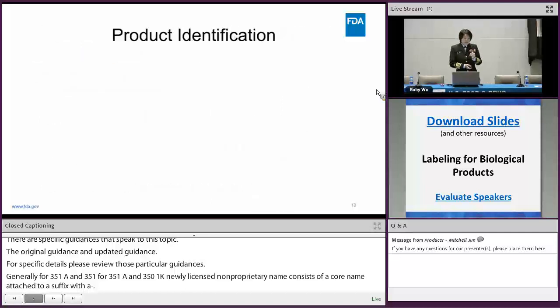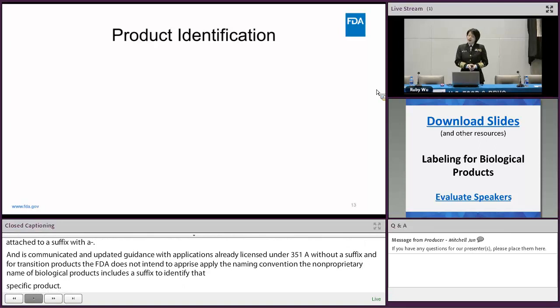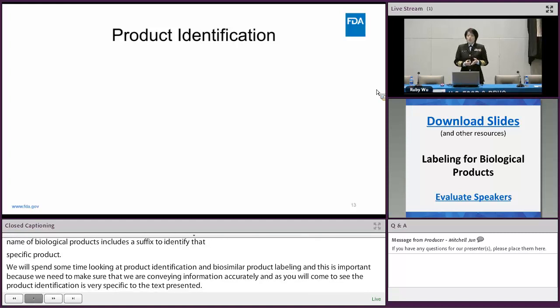Now, we're going to spend some time looking at product identification and biosimilar product labeling. This is important because we need to make sure that we're conveying information accurately. And as you'll come to see, product identification is very specific to the text being presented. So we're going to discuss the 3 approaches that are recommended in the guidance, and we're going to use a fictitious core name, replicamab, as the example.